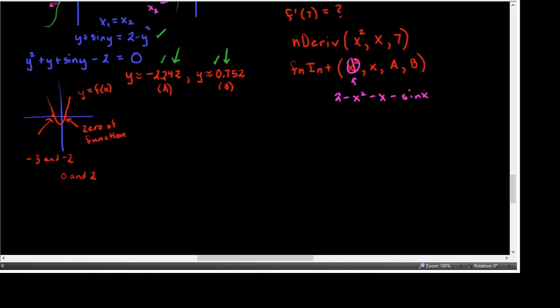Okay, so example 6. I hope I have enough room on my slide for this. It says, just a second.